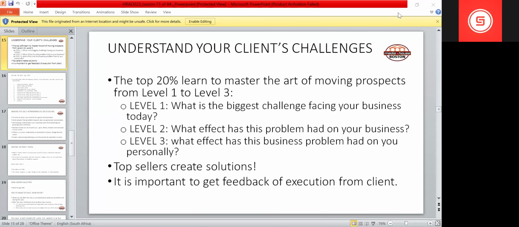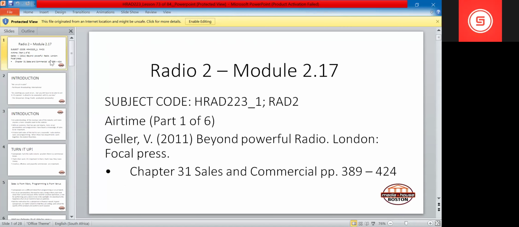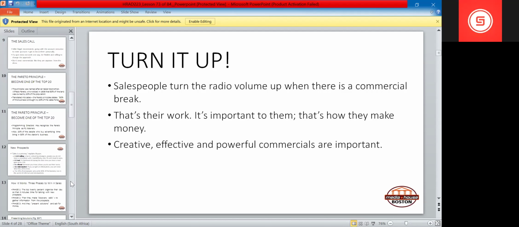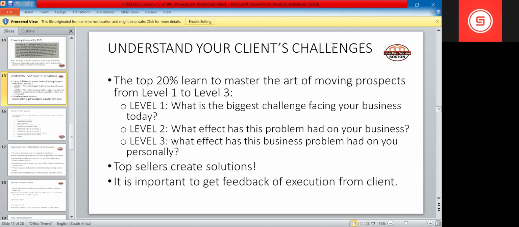Okay, let's look at our second part of lesson 73. We're busy with airtime, and just so you know, we are looking at this chapter, this particular lesson, from Beyond Powerful Radio. Just to quickly get a reference of it, because we are going to be looking at some examples direct from the book, chapter 31, page 389 to 424. And again, as I said, I'm going to be looking at some direct examples, reading them out, so that you can follow through the examples with me.